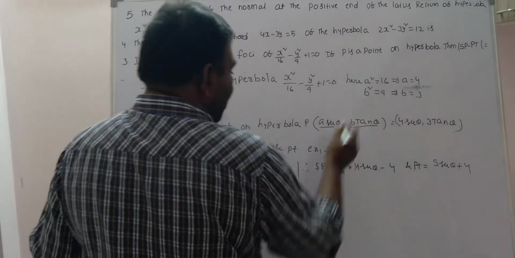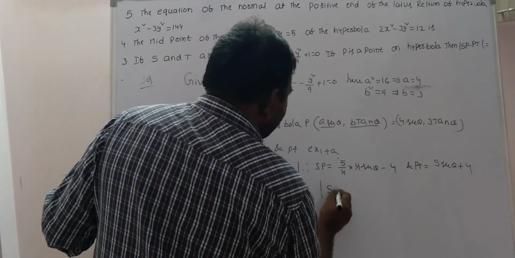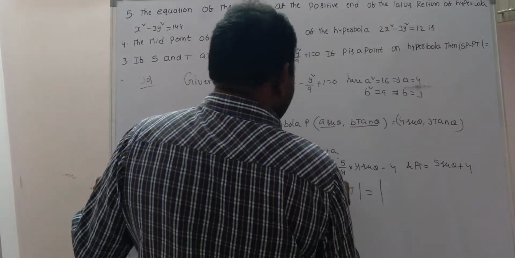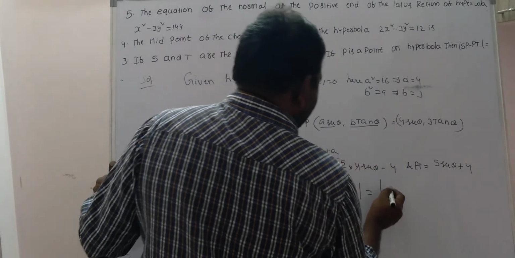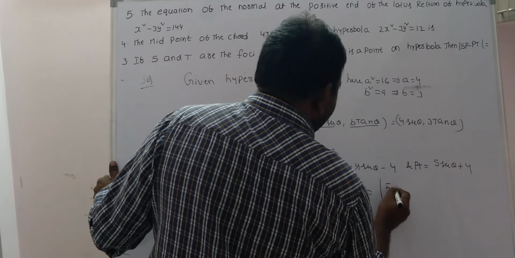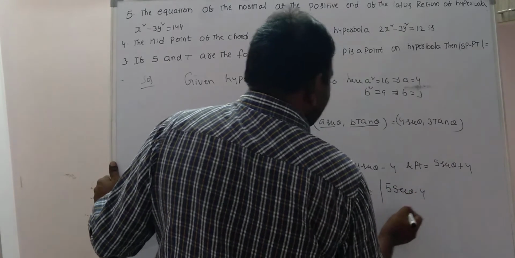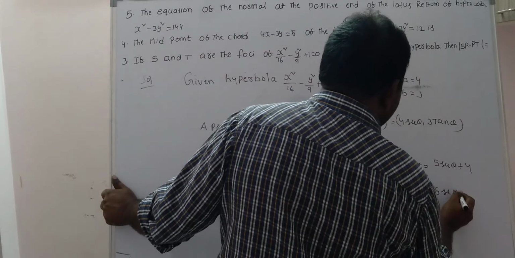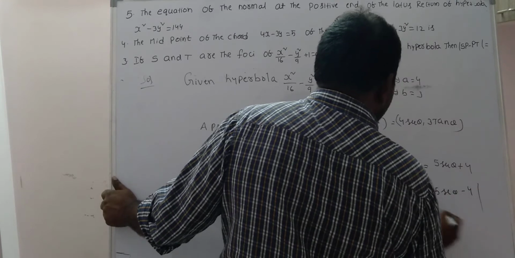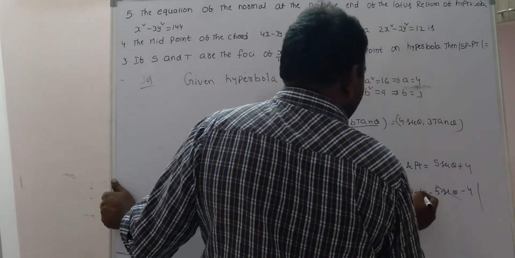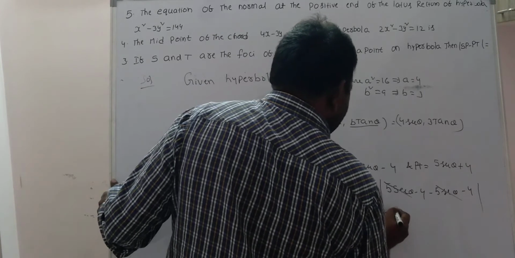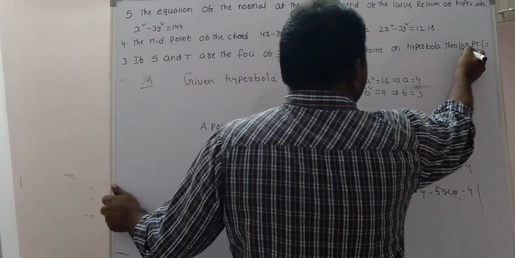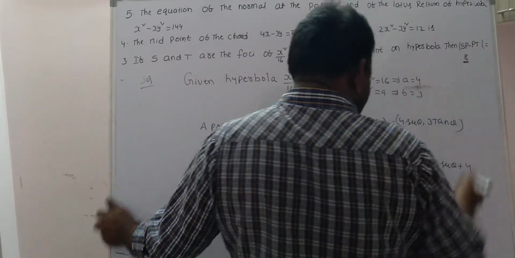So here, what do you want? The modulus of SP minus PT. SP is 5 secant theta minus 4, minus PT, so the symbols are changed: minus 5 secant theta minus 4. The 5 secant theta cancelled, minus 4 minus 4 is minus 8, and the modulus gives 8. So the modulus of SP minus PT value is 8. This is the answer.